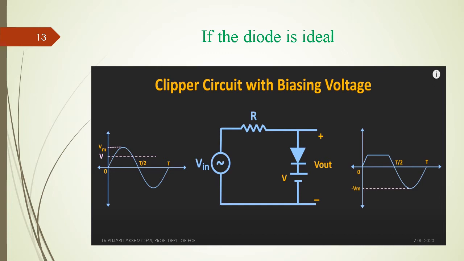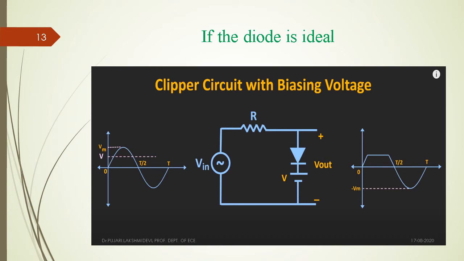After crossing this in the positive half cycle, when the input is less than this 5 volts, automatically this diode becomes reverse biased and acts as an open switch. If it is an open switch, the output follows the input. That is, the output is a replica of its input. That's why the output waveform is the same as the input waveform. So only this portion is clipped, based on the biasing voltage. This is a clipper circuit with a biasing voltage in its positive half cycle.